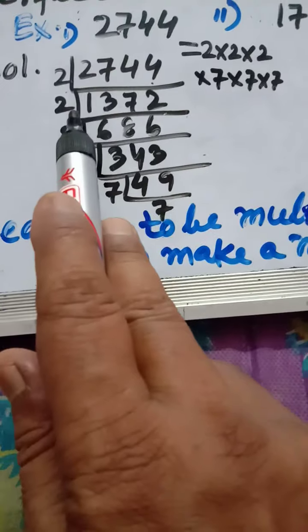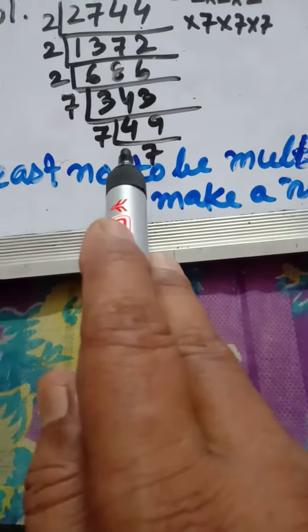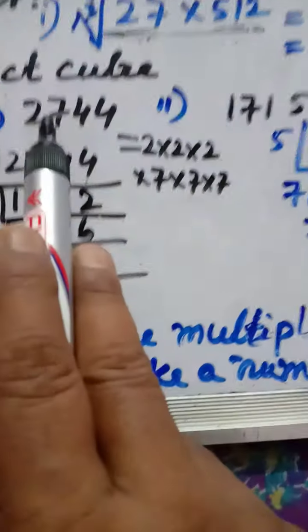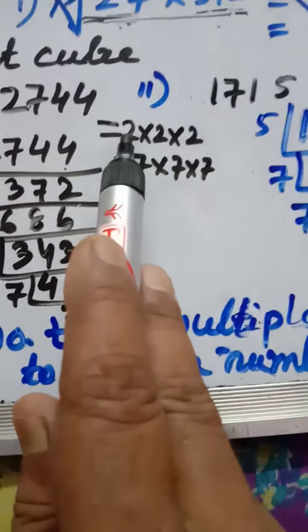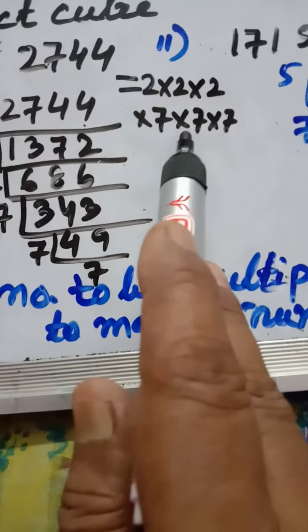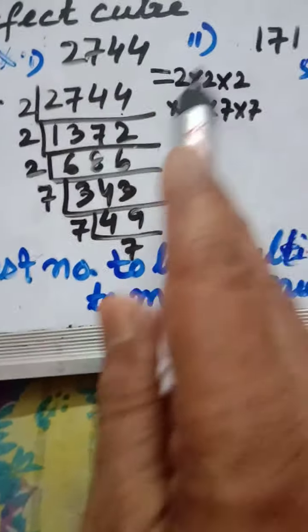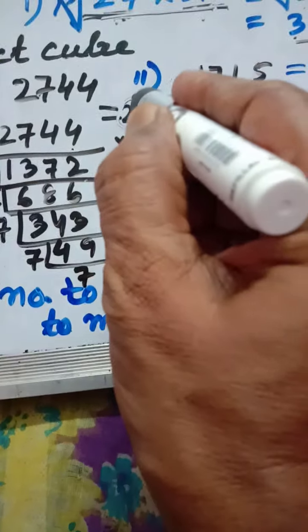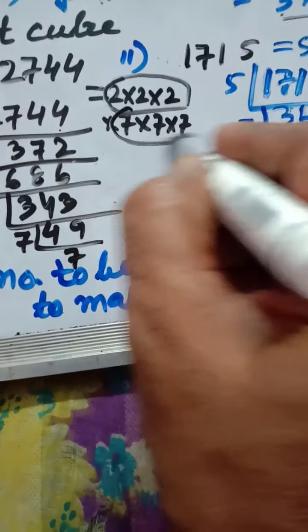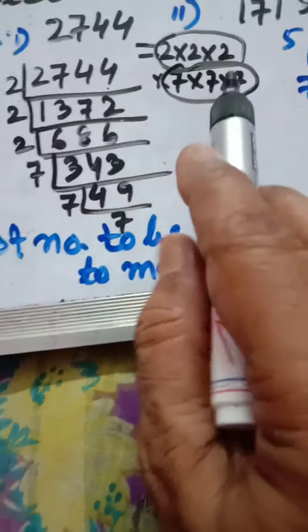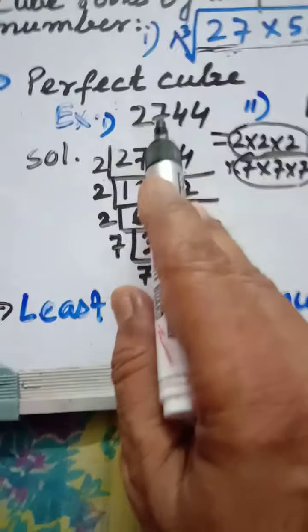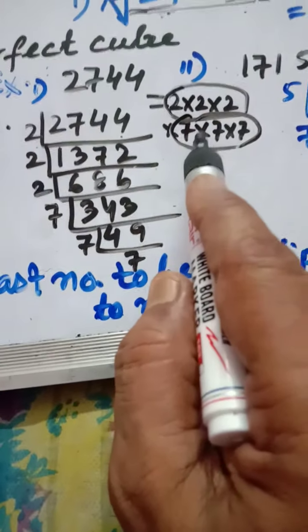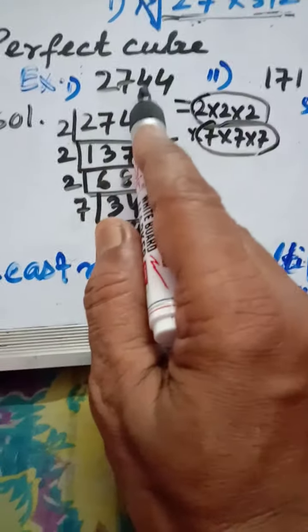1372. Again it will go with 2. Fine. Then that way, if you have splitted the number, 2744 became 2 into 2 into 2 into 7 into 7 into 7. So it's a perfect cube, because here it is creating a triplet with 2, and here also it is creating a triplet with 7. So therefore it's a perfect cube. So the cube root value will be 2 into 7, that is 14. 14 is the cube root of this number.